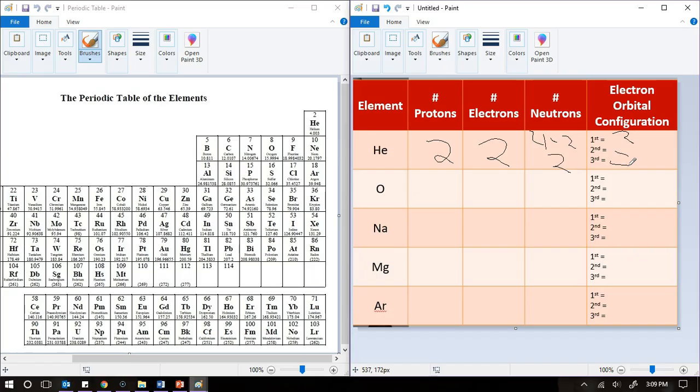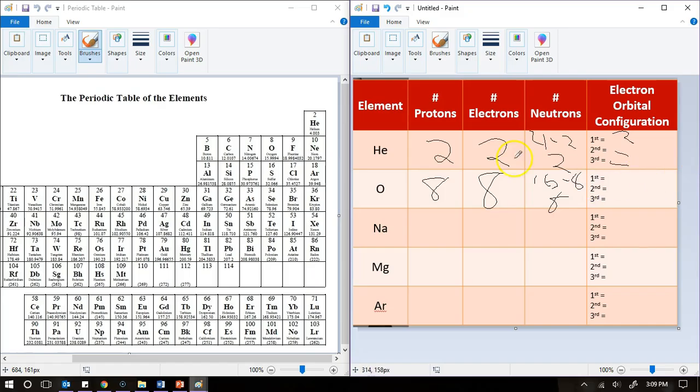Let's do one more together, and then I'm going to tell you to pause the video and try to finish up the table and see if you're able to figure this out yourself. So let's try oxygen. Here's my oxygen. Protons are my atomic number, right here, so that tells me I've got 8. For the number of electrons, we're assuming these are neutral atoms, so it should be the same number as our protons. For my number of neutrons, if I take a look at my atomic mass and round it, I'm going to end up at 16. So 16 minus 8 gets me to 8 neutrons.